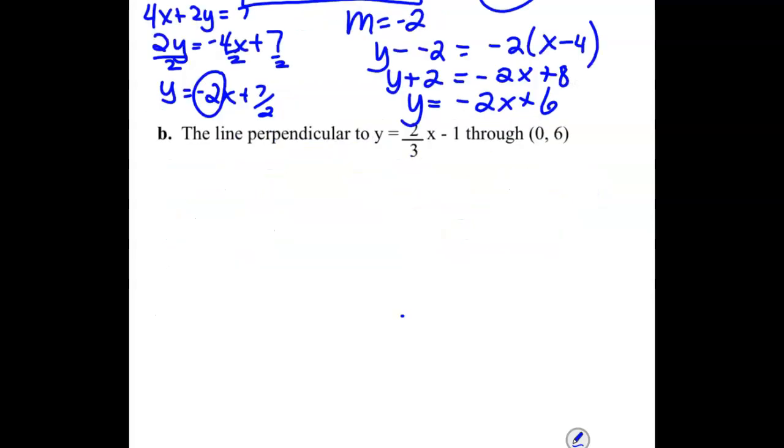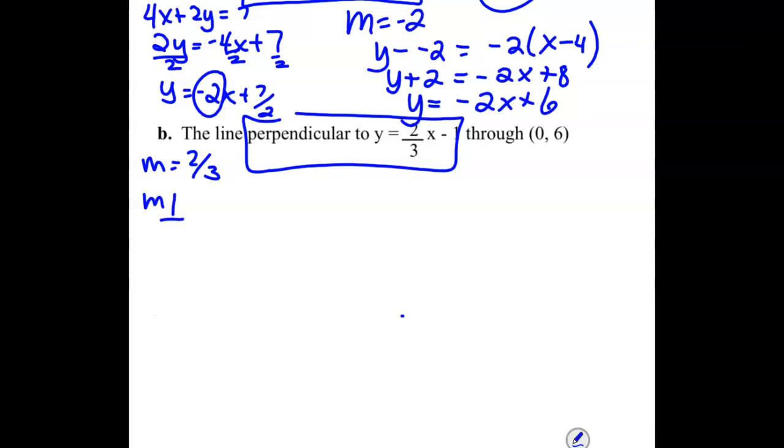All right, our last question. It says we want to be perpendicular to this. So what's the given slope? The given slope is 2/3. The perpendicular slope would be negative 3/2.